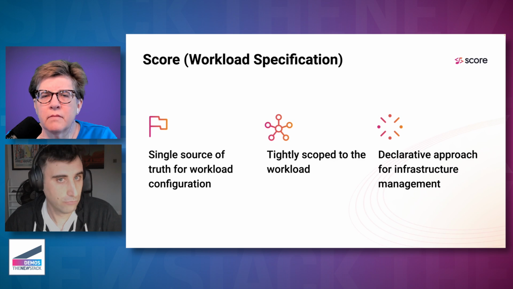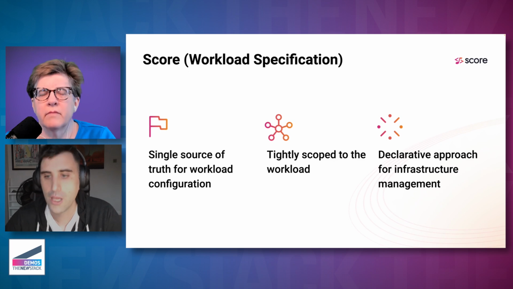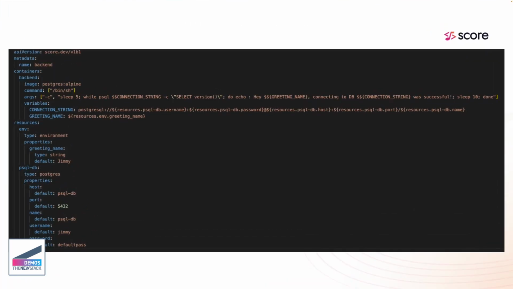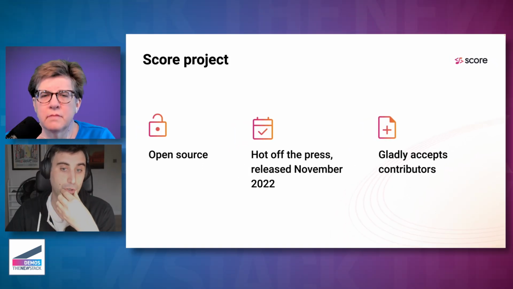So this is SCORE. It's a workload specification, a single source of truth for workload configuration. And this is how it looks. I'm not going to go into too much detail now; I will go into a little more detail during the demo. But as you can see here, you basically define what your container looks like, what variables it needs, and then the resources that you need with that. Then the configuration is generated by the platform orchestrator, Humanitec. And SCORE is open source. We gladly accept contributors. We just released it very recently.